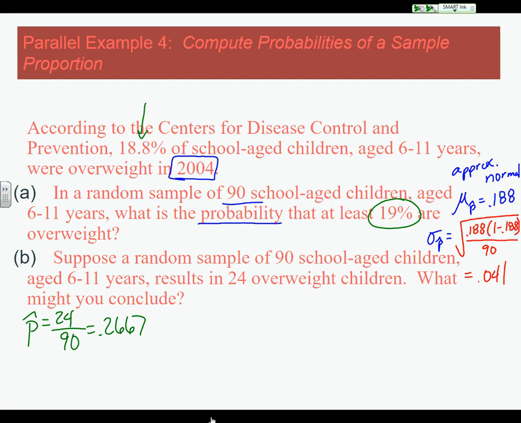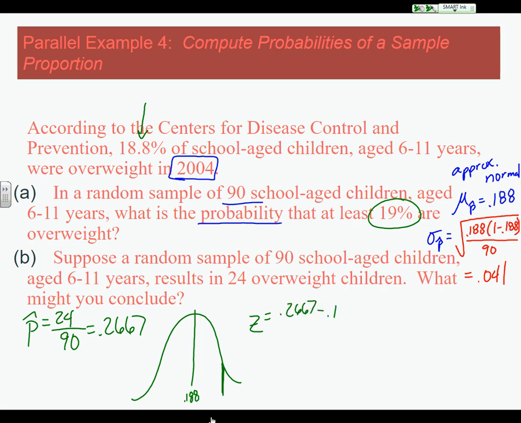So it just says, what might you conclude? That's not enough to conclude anything, but let's go ahead and do all the math that we just did, and let's get the probability of getting something that extreme. Because I expected to get something really close to this, according to the CDC. But I got something way over here. How far away is that? Well, I need to normalize my data again.